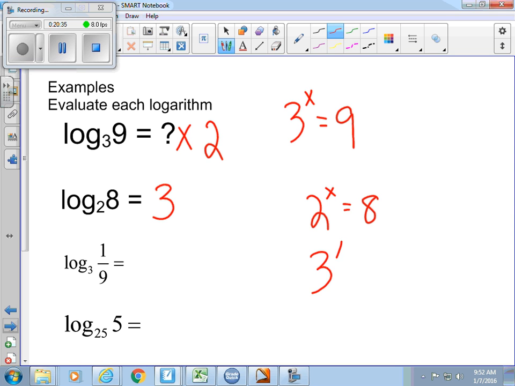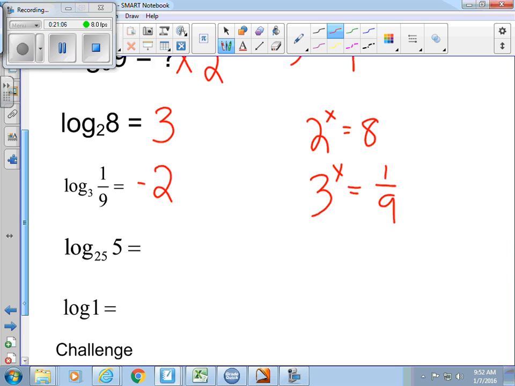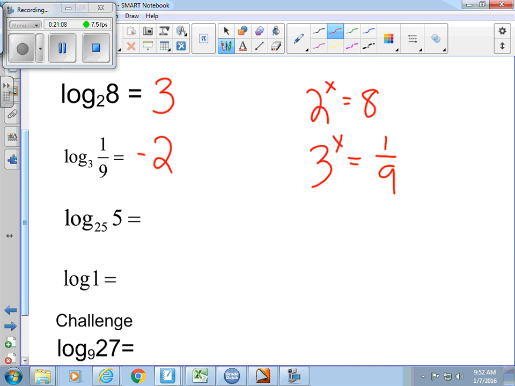3 to what power is 1/9? How in the world do I get a fraction from an exponent? Negative exponents make fractions, right? And then 3 squared is 9, so negative 2. This is not horrible at all, is it? Even by hand it's not horrible, and not to mention you have a calculator that does it for you, right? This is not bad.